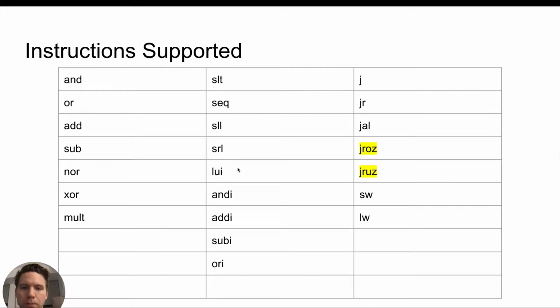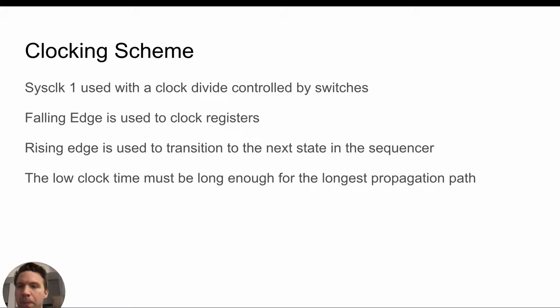The instructions supported, most of these are pretty familiar if you're familiar with MIPS. However, the jump register on zero and jump register unless zero might not be familiar. Basically, these are jump registers when we test if something is zero or not. So we use our set less than and set equal operators to determine if something should jump, and then use JROZ or JRUZ to jump in those scenarios.